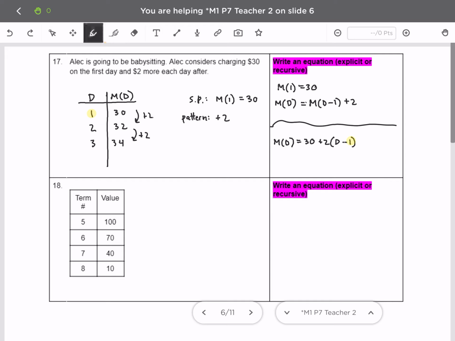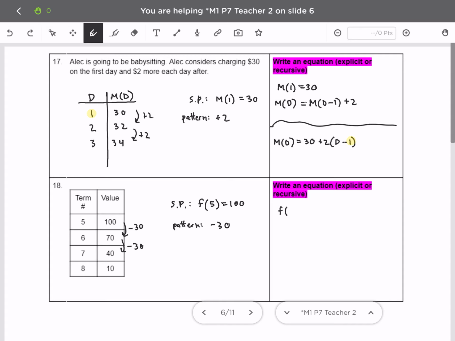Now down at the bottom, we already have our table, so we just have to get our pattern and our start point. So let's see here. I'm again going to use x and f of x. So f of 5 equals 100, right? At term 5, the output is 100. So that's the start, and then my pattern is minus 30.